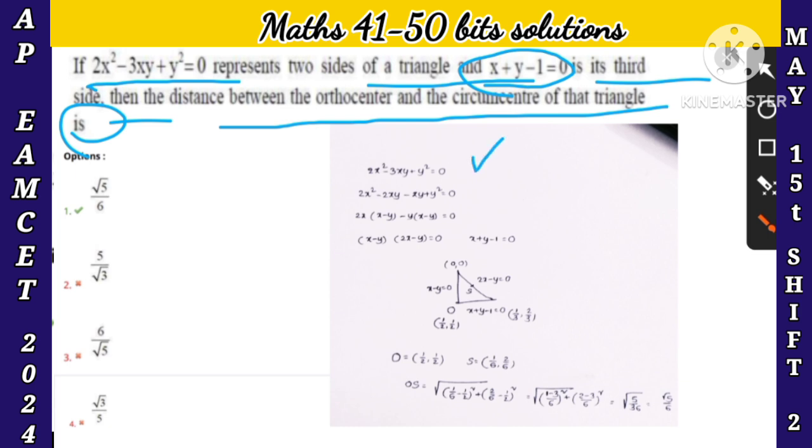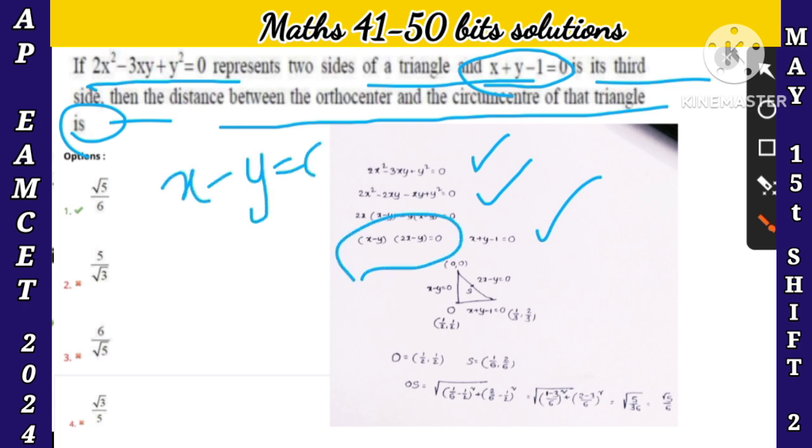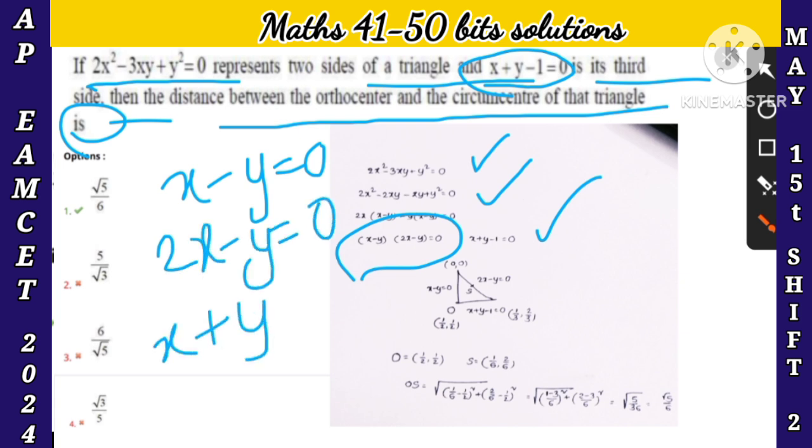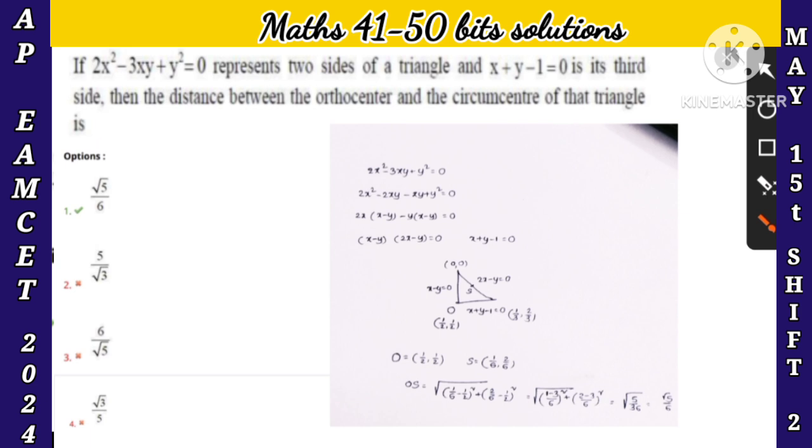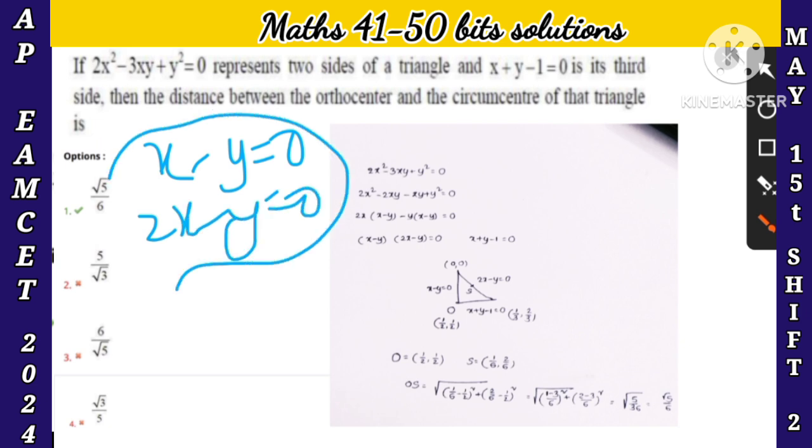First, I am writing the lines represented by the given pair of straight lines. What we get: the lines are x minus y is equal to 0, 2x minus y is equal to 0, and the third line is given as x plus y minus 1 equal to 0. Now I am finding the points of intersection. What is the point of intersection of x minus y is equal to 0 and 2x minus y is equal to 0? Both are lines passing through the origin, so the point is 0, 0.